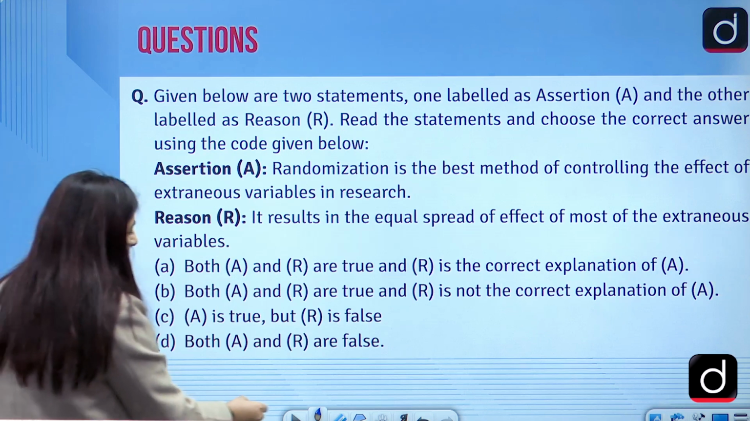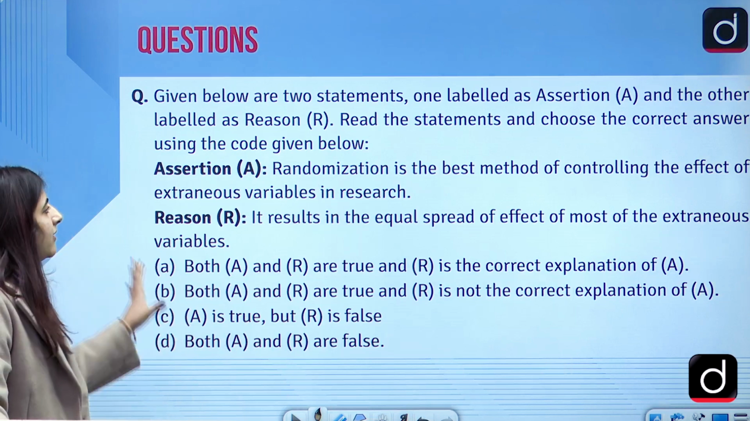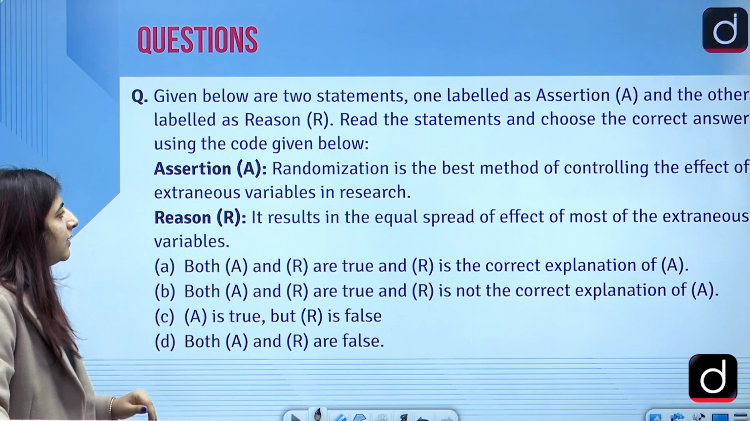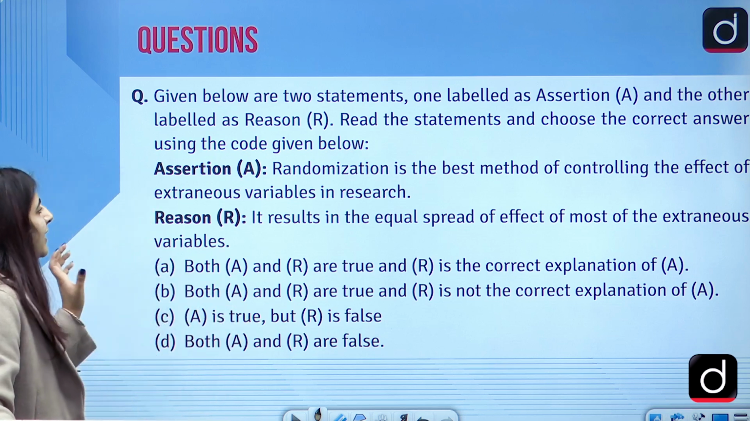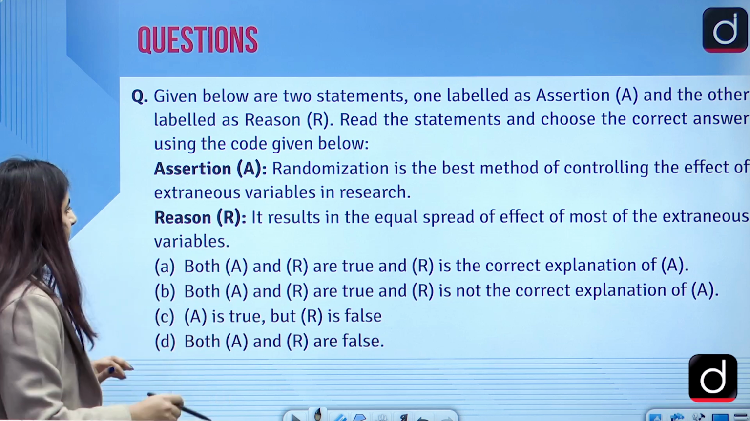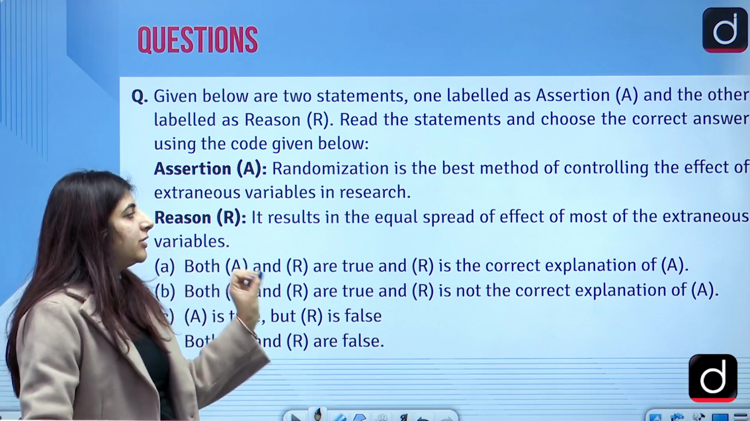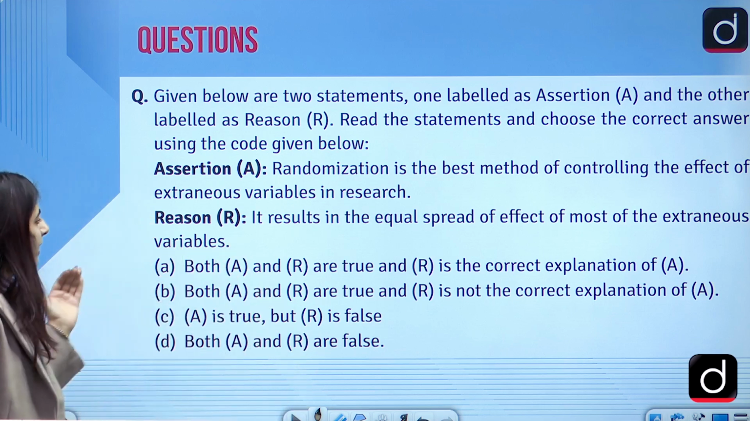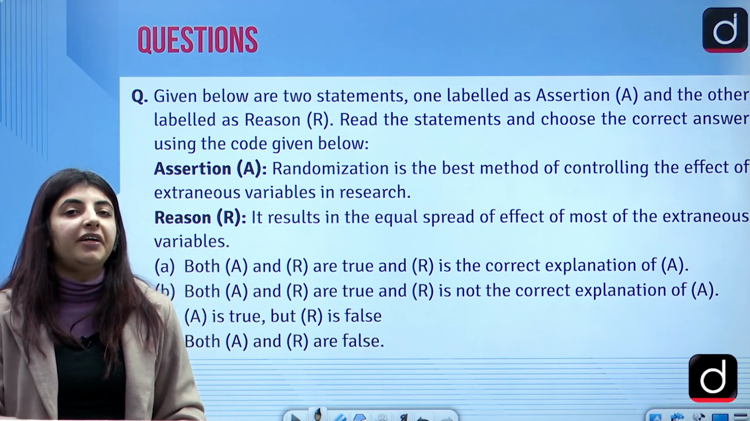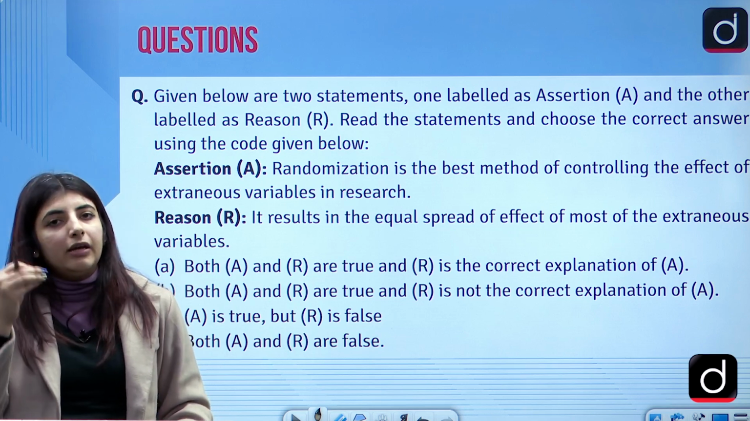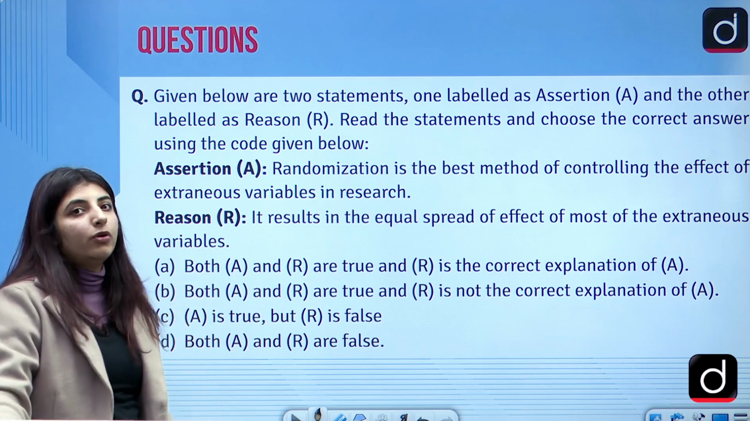Moving forward with the next question that we have here. There are two statements: one is named the assertion, the other is the reason. Read it carefully. Randomization is the best method of controlling the effect of extraneous variables in research. Reason being, it results in the equal spread of the effect of most of the extraneous variables. So pause your video, and I'll keep reminding you, when reading such a question, you are supposed to think a little slower and be a little more comprehensive so that you know what you are reading and what could be the possible answer here.